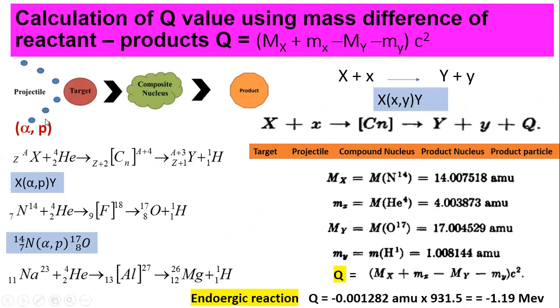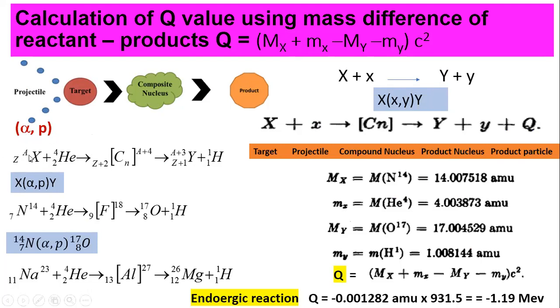This is the very simple representation of the nuclear reaction. That means the bombardment of the projectile on the target, and it will form the composite nucleus, or we call it the compound nucleus, which then disintegrates into the product nucleus and the product particle, and collectively they are called the products. So let's take the example of this nuclear transmutation: the bombardment of alpha and the production of proton particles. And this is the simple representation of the nuclear reaction.